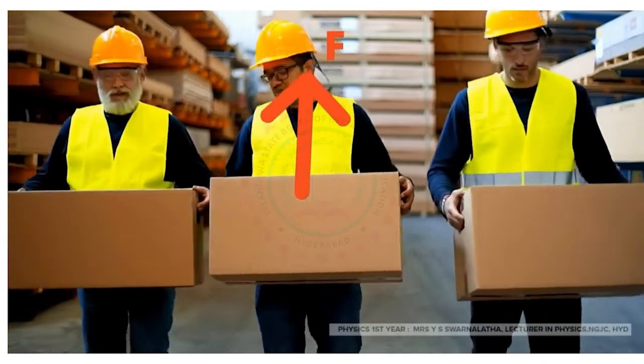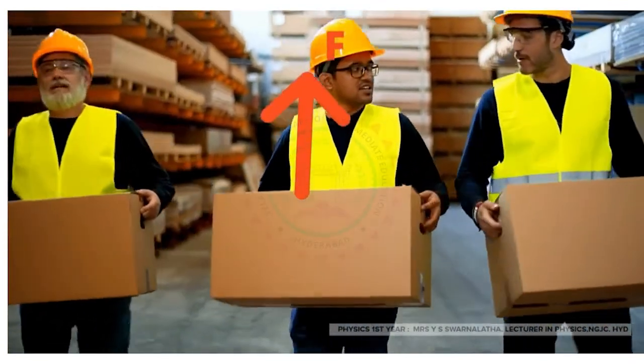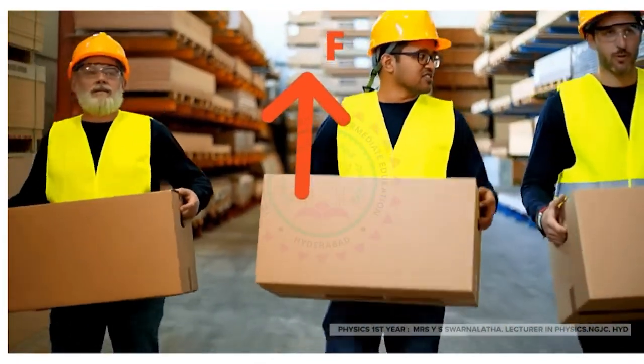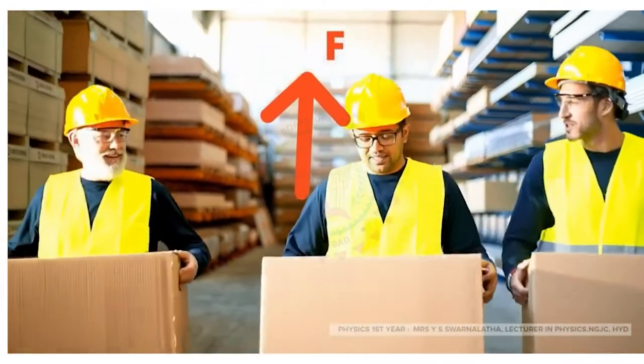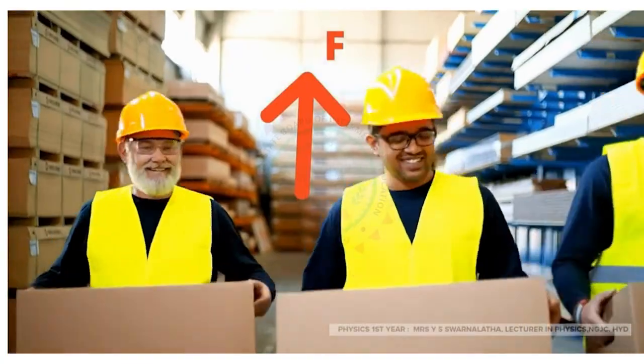Work done in this case is 0 because force and displacement both are in perpendicular direction and the angle between them is 90 degrees. Cos 90 is 0. So work done is also 0.